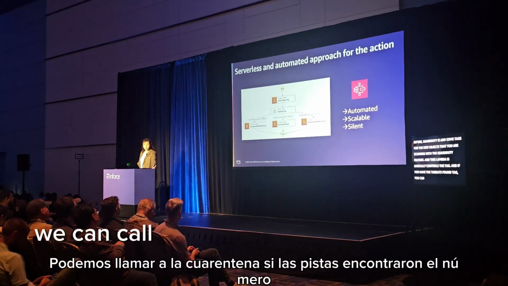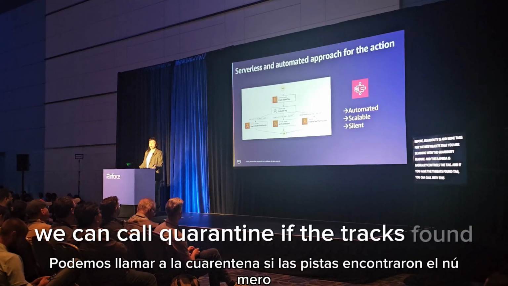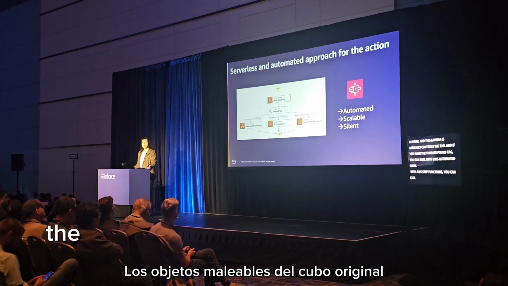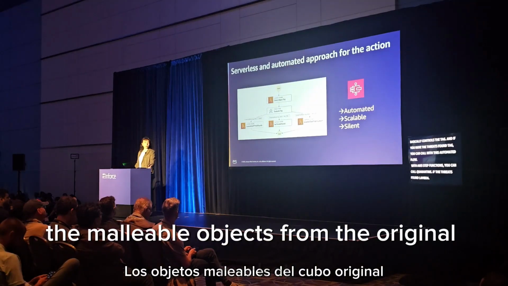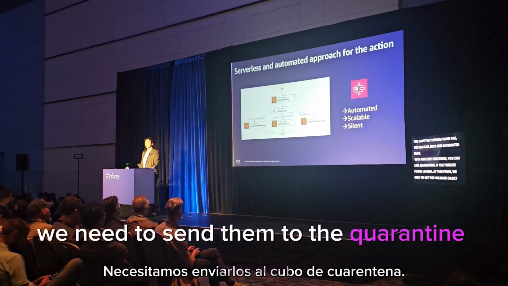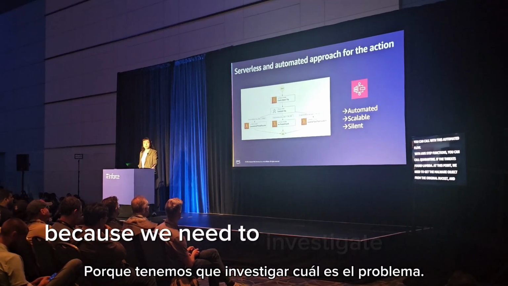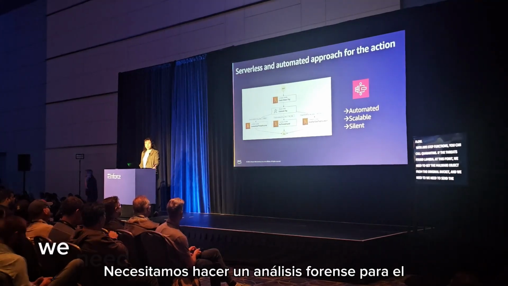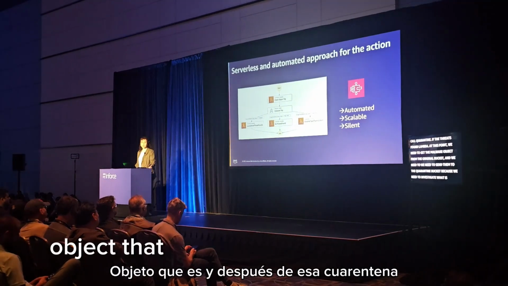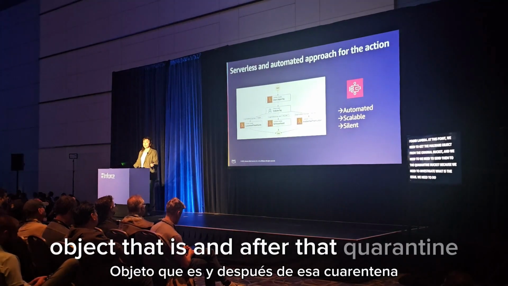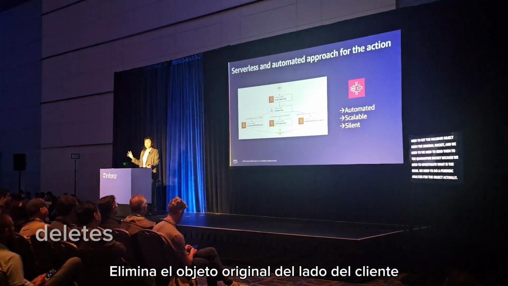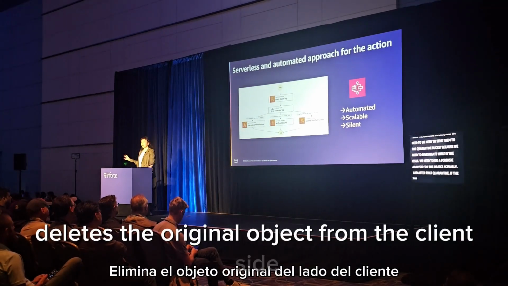You can call the quarantine if threats found Lambda. At this point, we need to take the malware object from the original bucket and send it to the quarantine bucket, because we need to investigate what the issue is. We need to do a forensic analysis of the object. After that, the quarantine if threats found Lambda deletes the original object from the client side, because we don't need it.